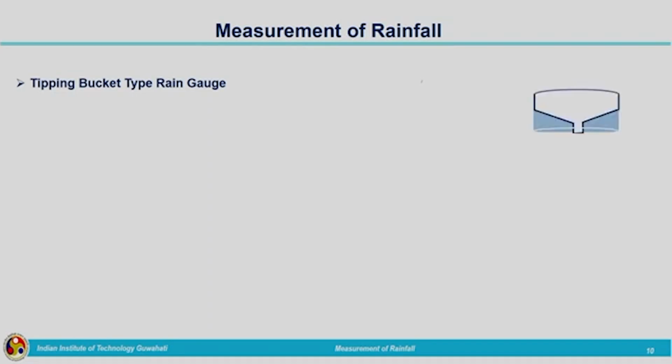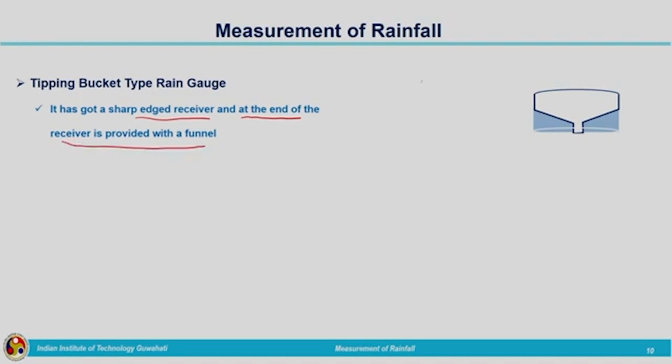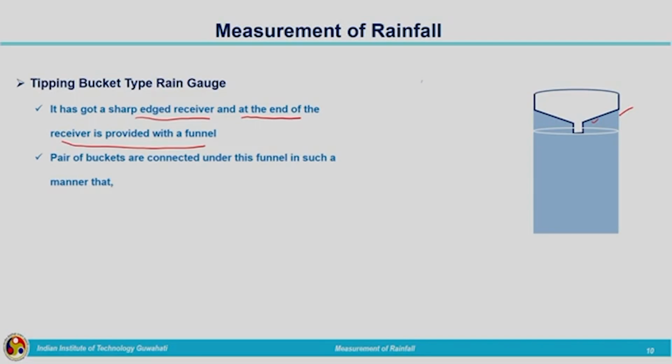The tipping bucket rain gauge has a funnel at the top, that is, it has a sharp edged receiver, and the end of the receiver is provided with a funnel. Below that the collecting system is there. A pair of buckets, the name itself is tipping bucket. Here it is installed with a pair of buckets connected under this funnel. These are the pair of buckets. This is 1, this is 2.